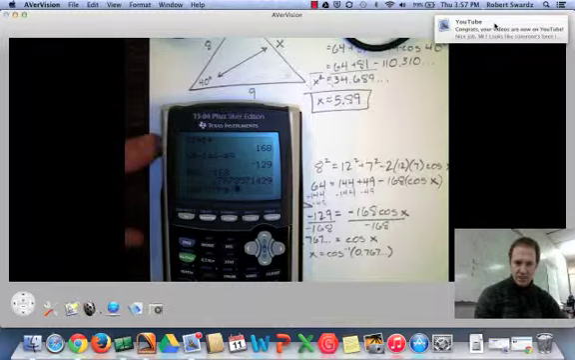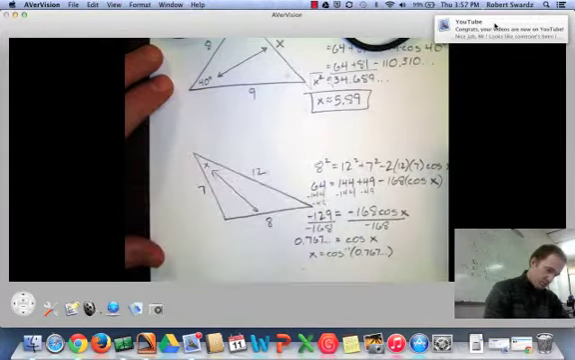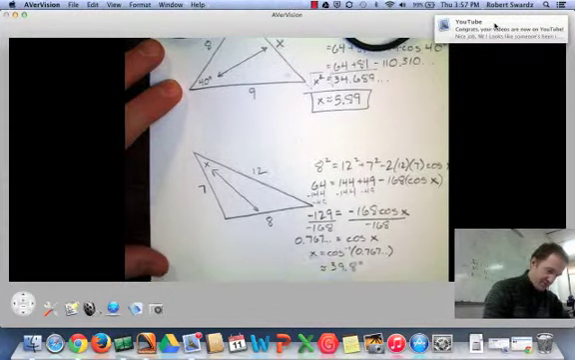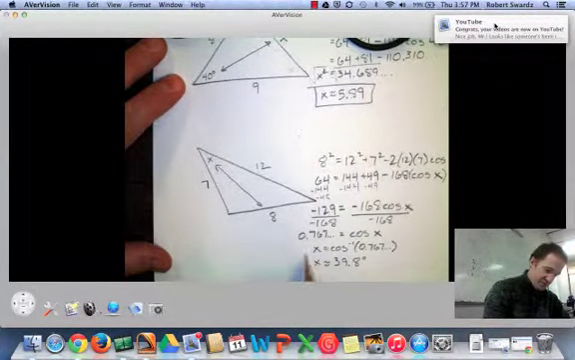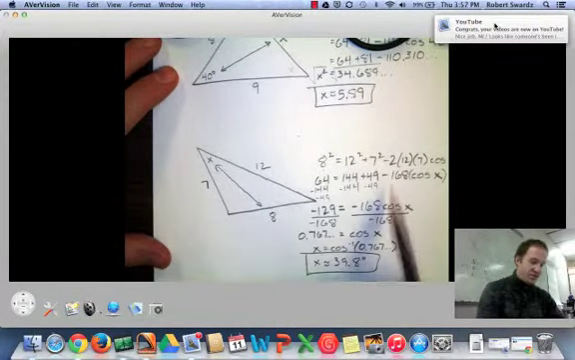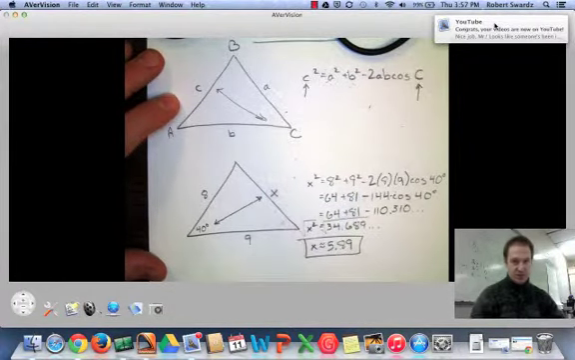And we hit enter, and we get the number of degrees, 39.8 degrees. So that is about 39.8 degrees. That is x. And there we go. This is how to find a missing angle using law of cosines. This is how to find a missing side using law of cosines.